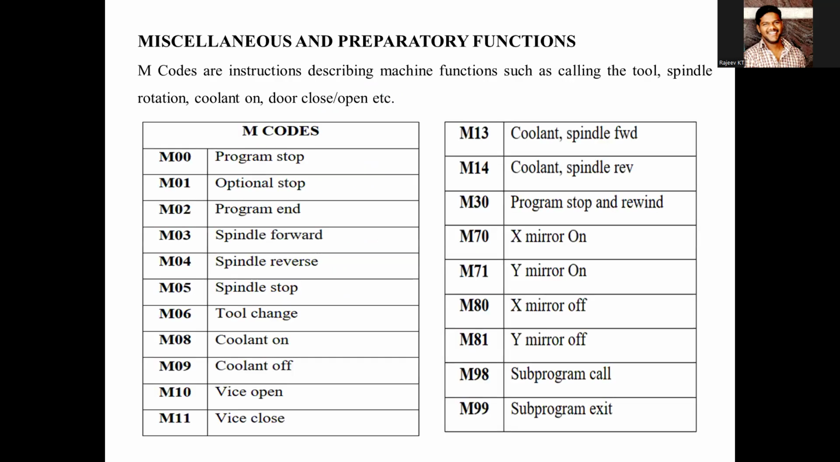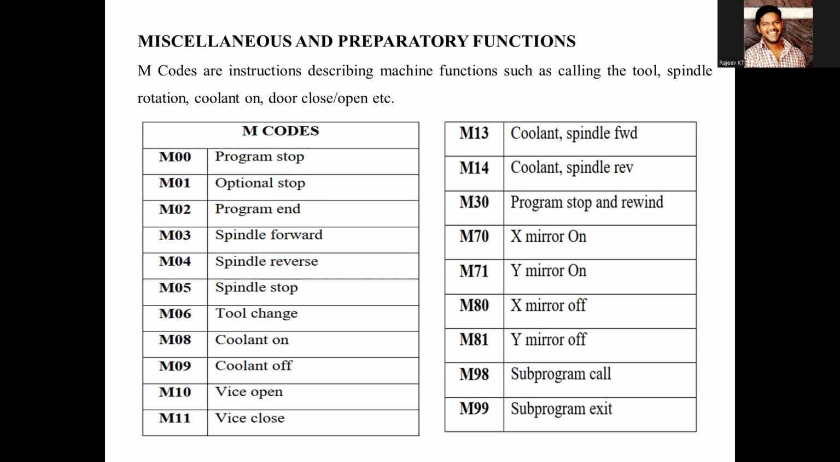Next we come across M codes, which we call miscellaneous codes, machine codes. M00 means program stop, M01 optional stop, M02 program end, M03 spindle clockwise rotation, M04 spindle anti-clockwise rotation, M05 spindle stop, M06 tool change, M08 coolant on, M09 coolant off, M10 clamp open, M11 clamp closed.